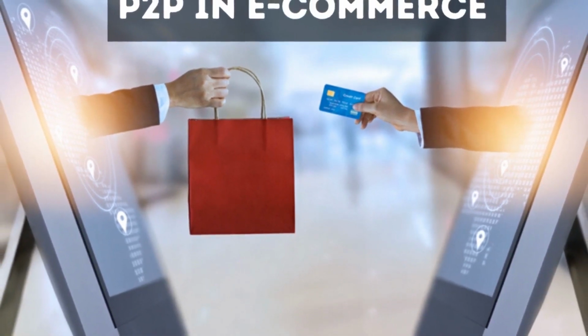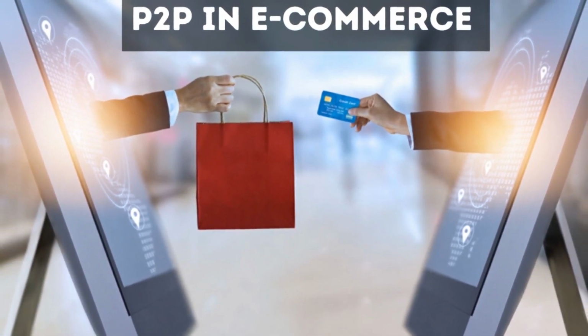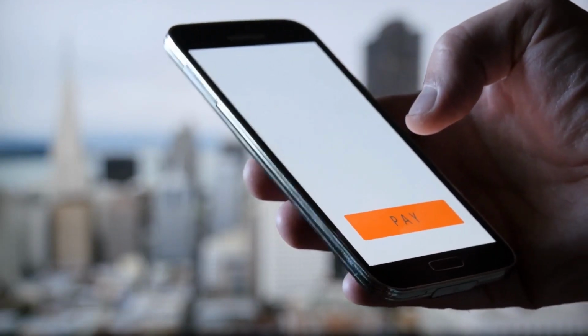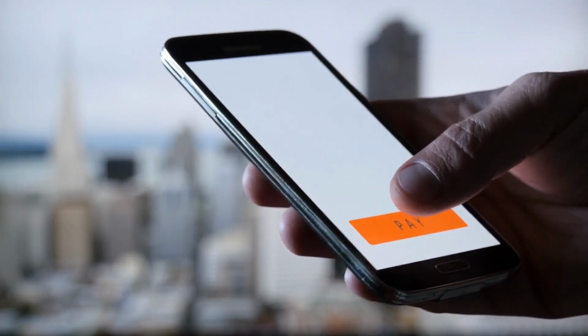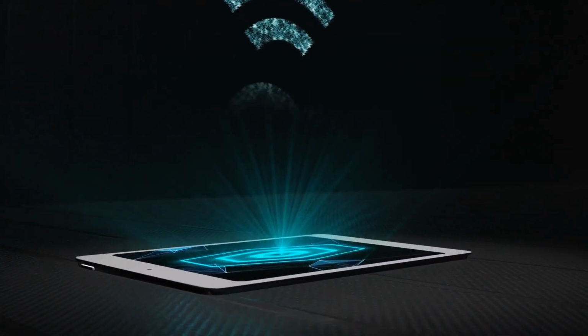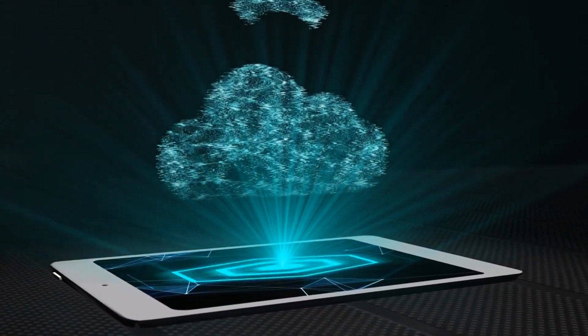P2P-enabled e-commerce can eliminate the need for a centralized system, and hence can lessen the possibility of failure. The server-client networks for online transfer of funds are usually not trusted by people. Therefore, the blockchain application development company came up with this novel solution to human distrust.